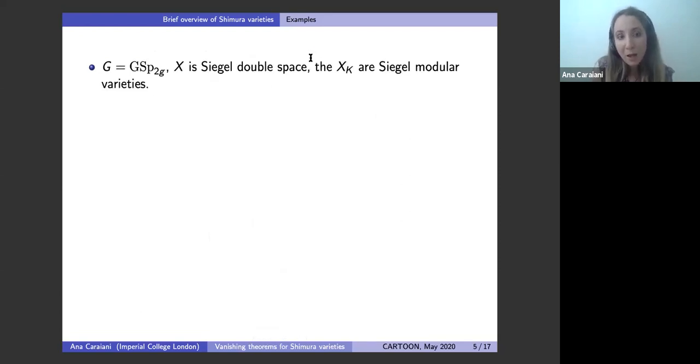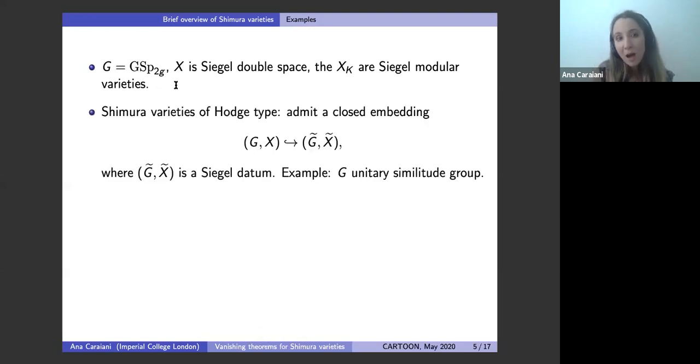Okay, other examples would be GSp_2g. If you take your group to be that, and then you take for X a higher dimensional generalization of this union of upper and lower half complex planes known as the Siegel double space, then the corresponding Shimura varieties are actually also going to be defined over Q, and they are so-called Siegel modular varieties. They are moduli spaces of principally polarized abelian varieties of dimension g.